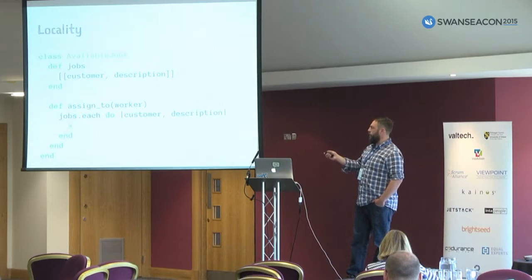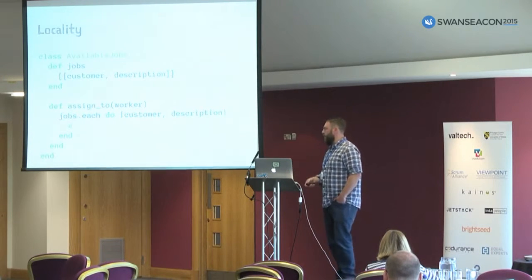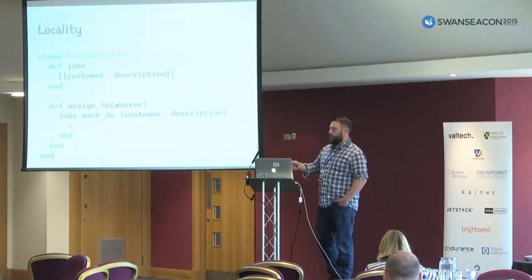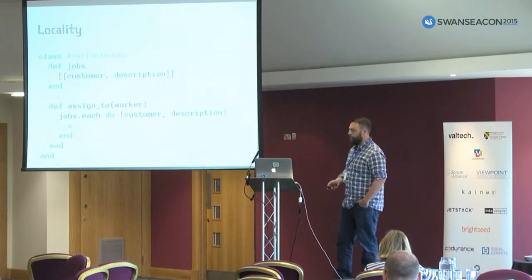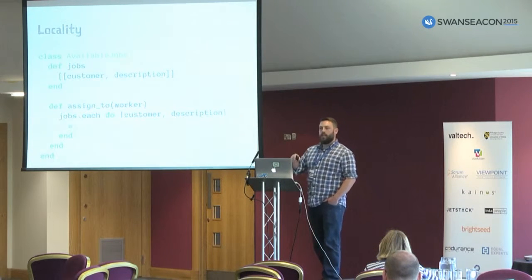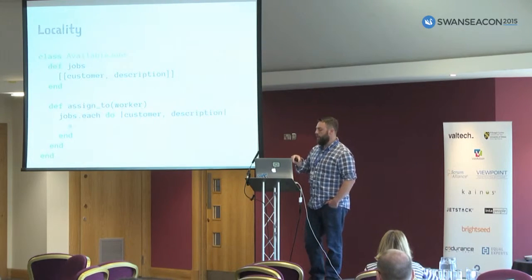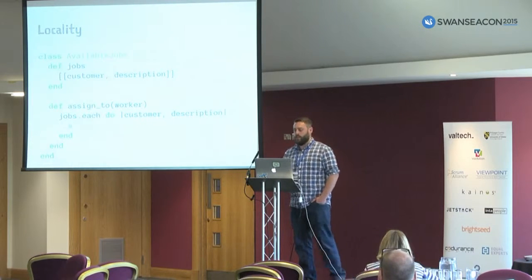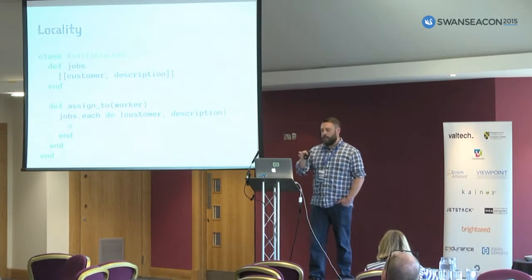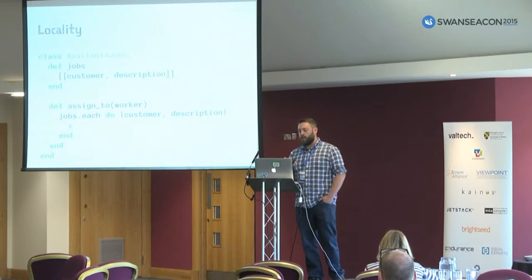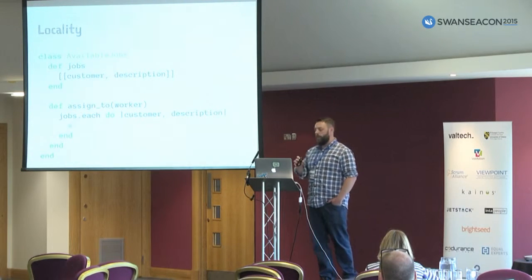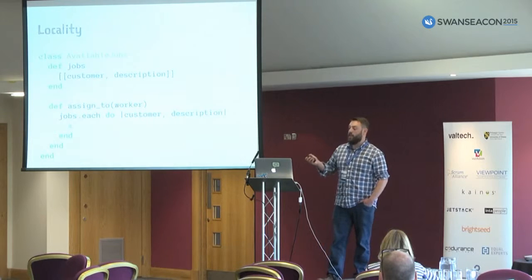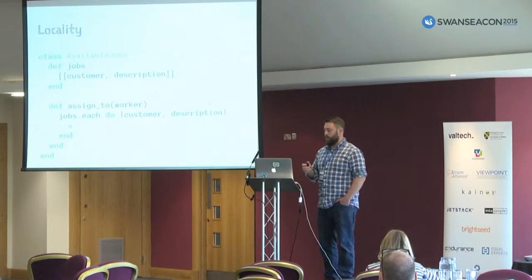We have a method which takes a worker and does something to assign those jobs to the worker. The connascence here is between here and here. We have to know that customer comes before description. But this is highly local connascence. So we see the connascence of position, our spidey sense is probably tingling a little, but we think we can handle it. Getting this code in our head isn't too hard.